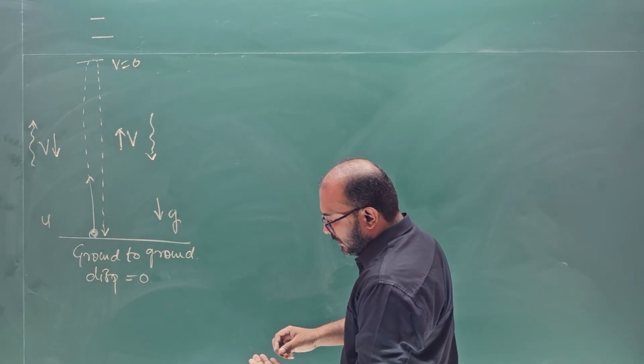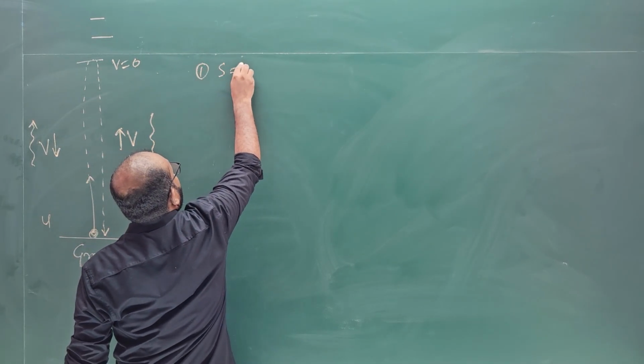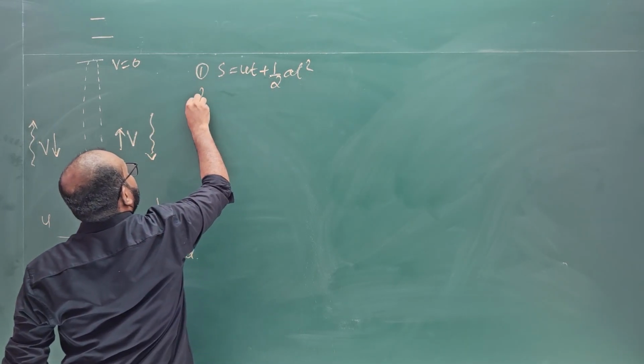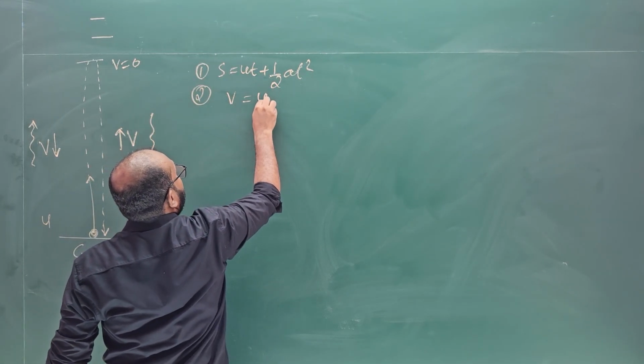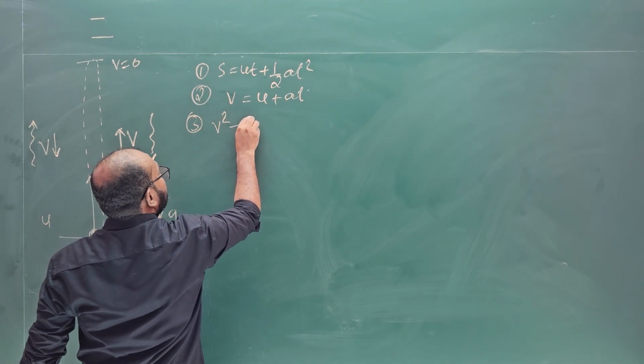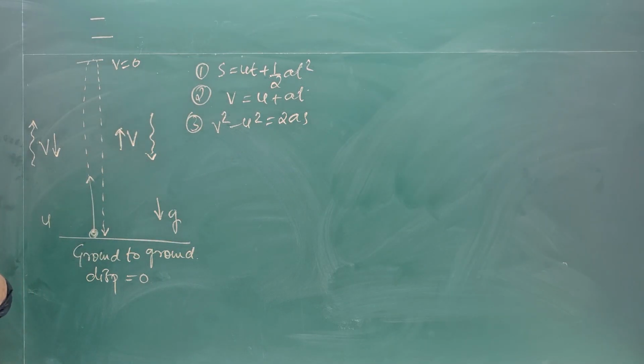Now, generally we will be having three equations. First equation is s equals ut plus half at square. Second equation is v equals u plus at. And third equation is v square minus u square equals 2as. Don't write anything. Just listen to me. Even if you miss the writing, the classes are on recording now. You can write afterward. First listen to me.